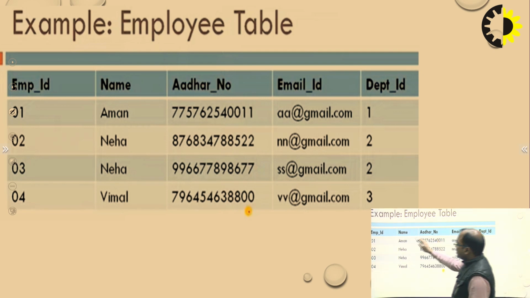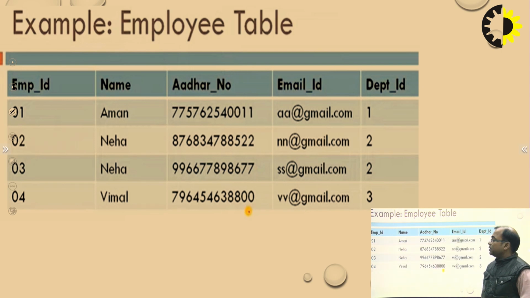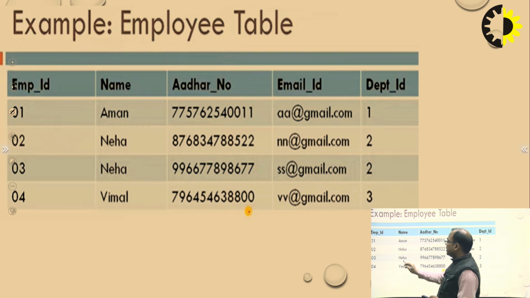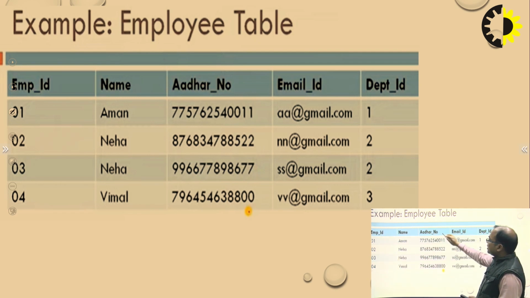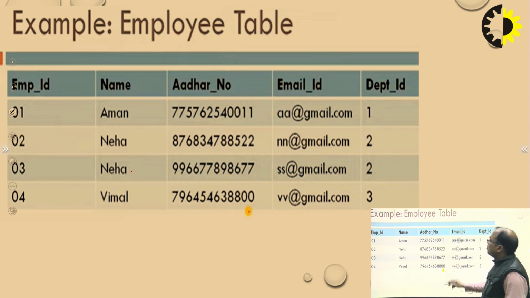If we say something about Neha, we must uniquely identify the Neha, because there are two Nehas, Neha 1 and Neha 2. If we want to uniquely identify them, we can do it with the help of the employee ID. We can also identify the Neha with the help of the Aadhaar number or email ID. So there is no need for there to be only one key in a table. There may be several keys. Clear?